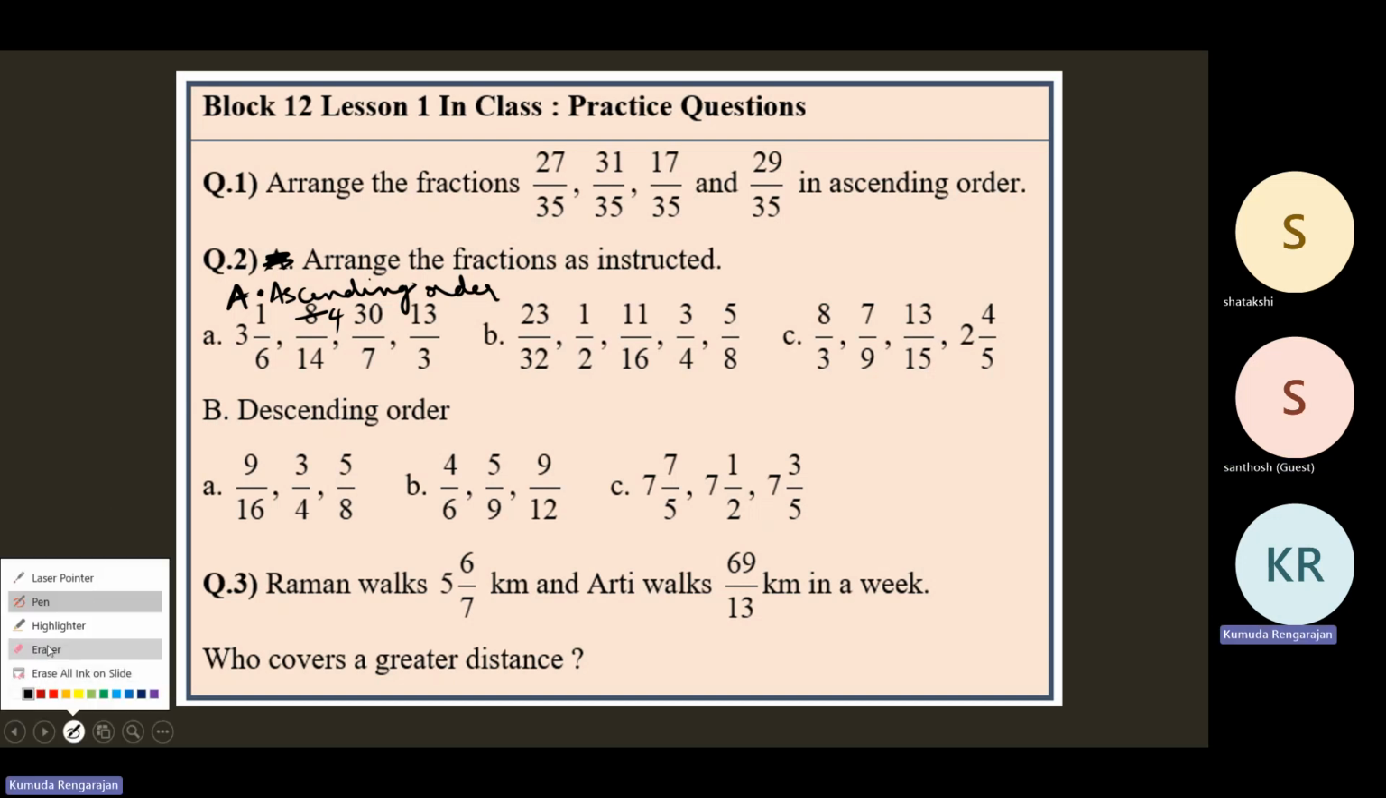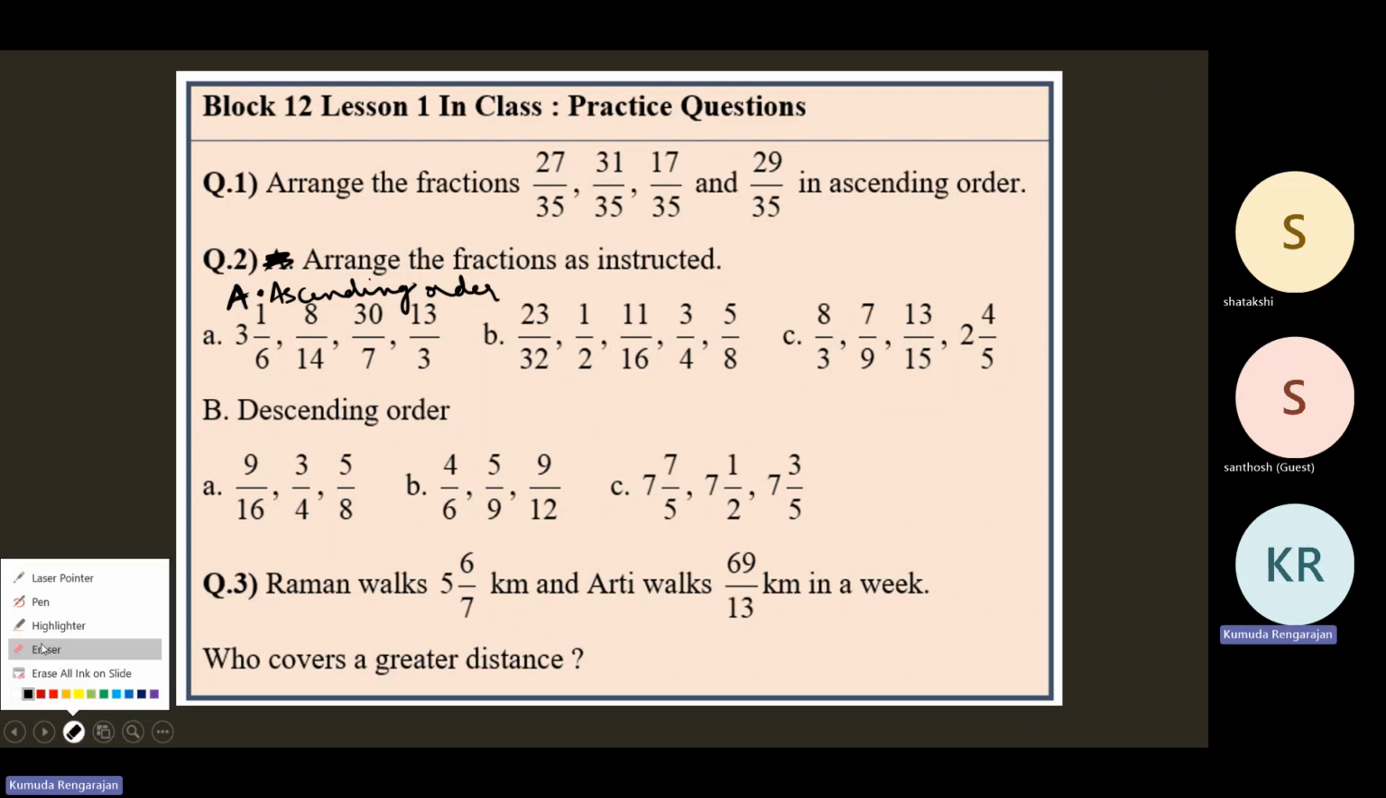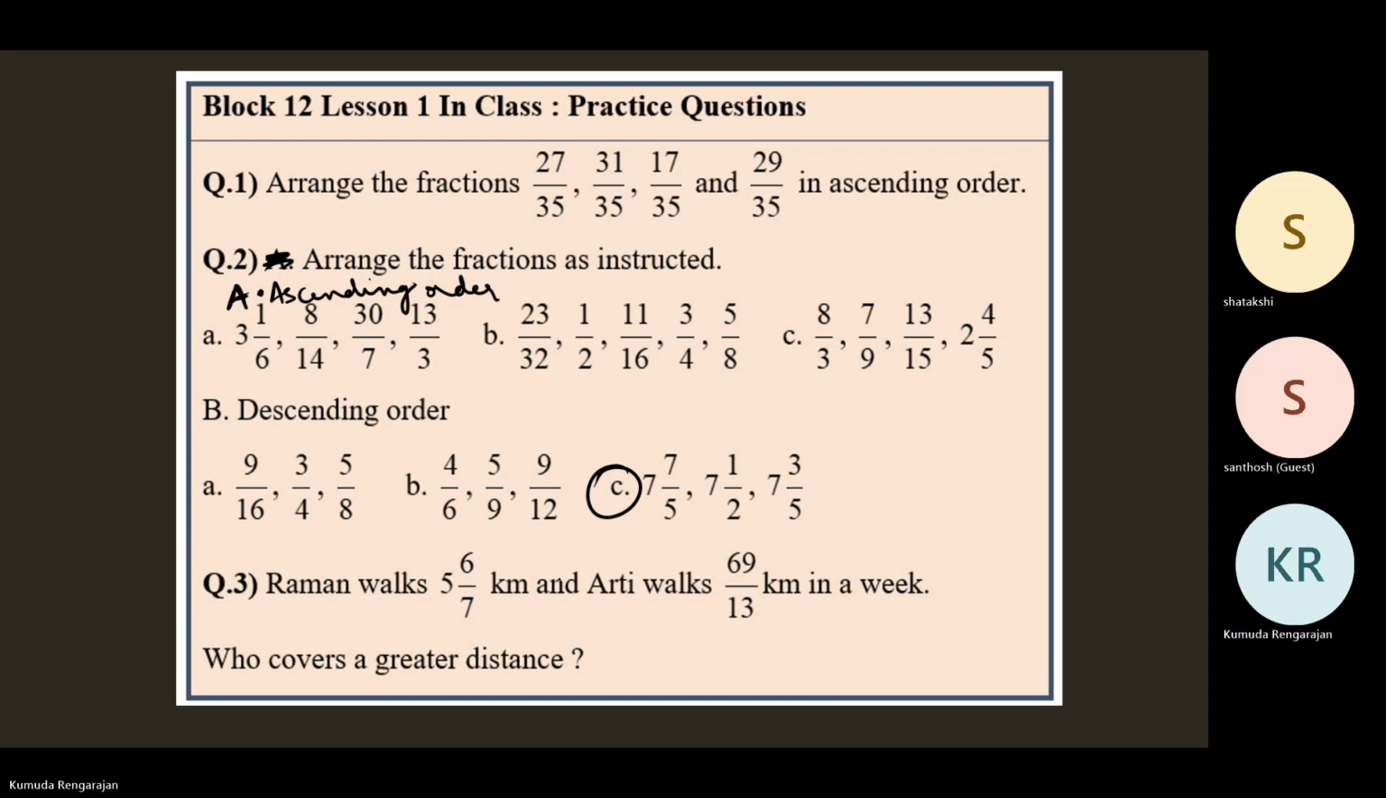I'll just tell you an alternate method for C. That is this one. In B, the C subdivision. So question number 2, subdivision A, ascending order, you can do it. B, descending order, also you can do A and B. I'll only tell you the alternate way to handle when the question is like in C.